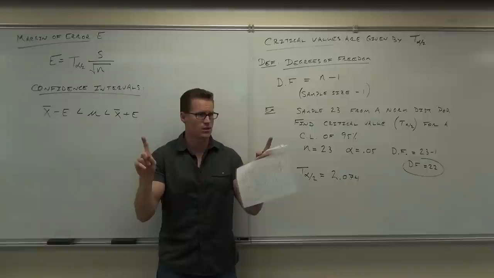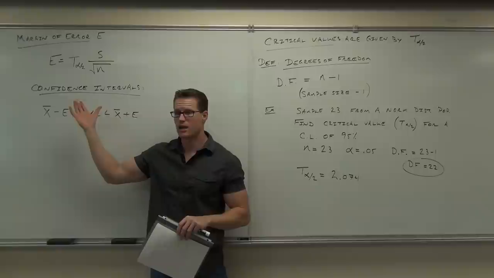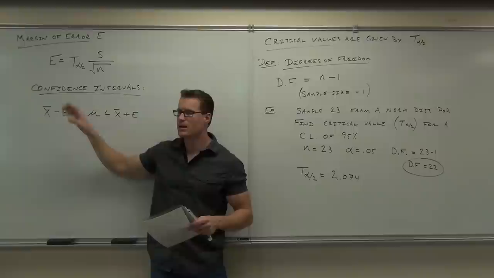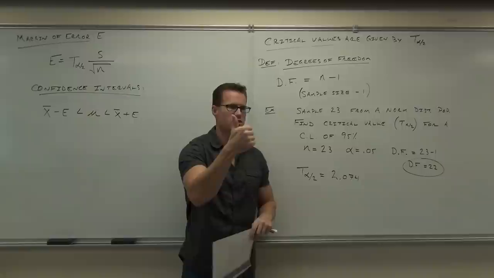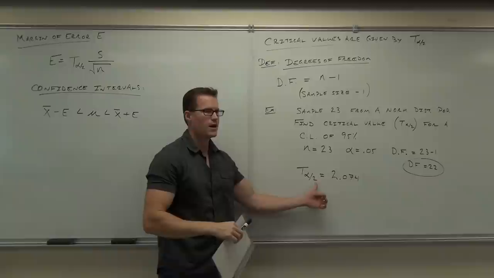So if you had sigma, why are you using t? You're not going to do that. If you don't know sigma, you're left with only one option. That's it. Just t. So we're going to check those requirements. Sigma is not going to be known. The next thing you do is find your degrees of freedom, because you're going to use that to find your T critical value. So one, requirements. Two, you're going to look up your degrees of freedom. Three, that's going to let you find your T. And once you find your T, you're home free. You got E, you got your confidence interval.